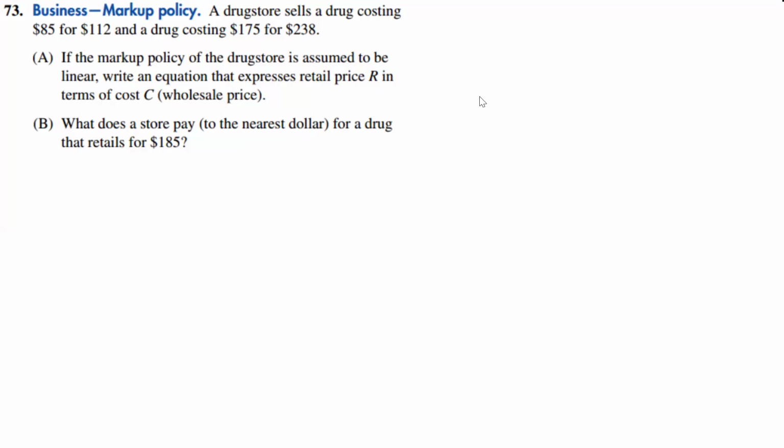So what are our points? Because we have to have 2 points here. It looks like 85 and 112 are going to be our first ones. So we buy it for 85 and we're going to sell it for 112. At our second point, we're going to buy it for 175, but we're going to sell it for 238.